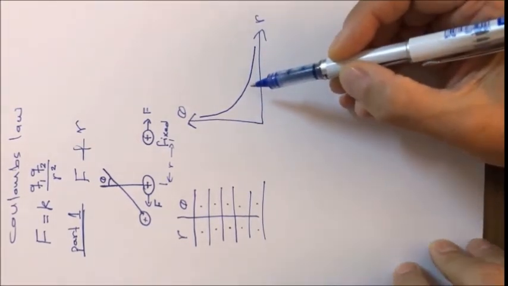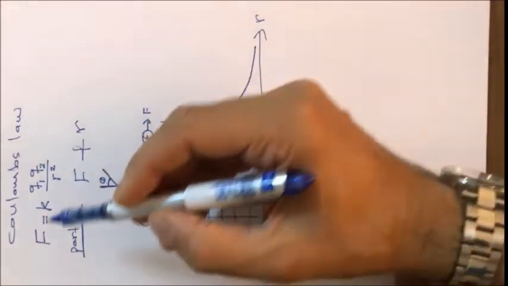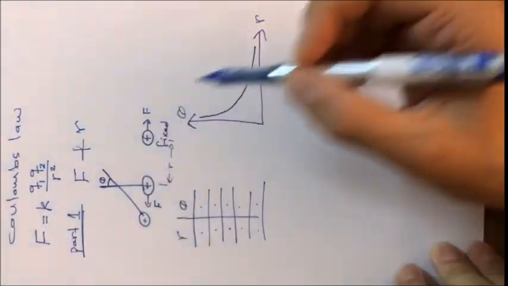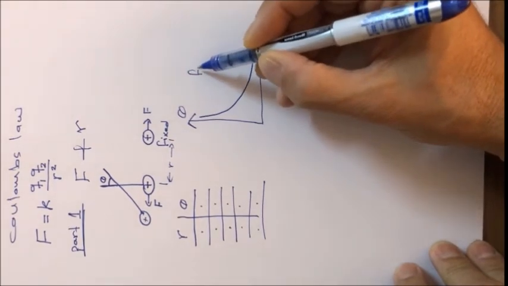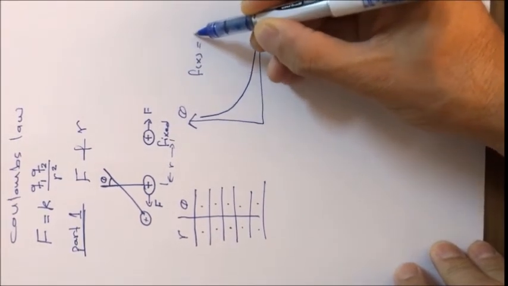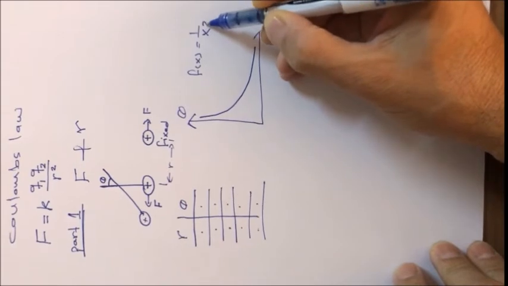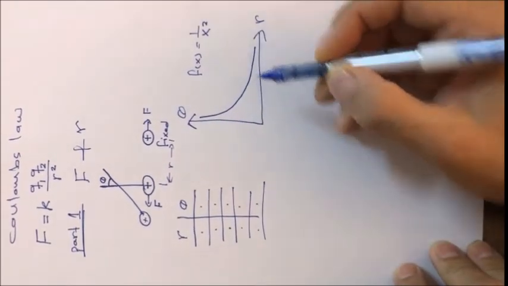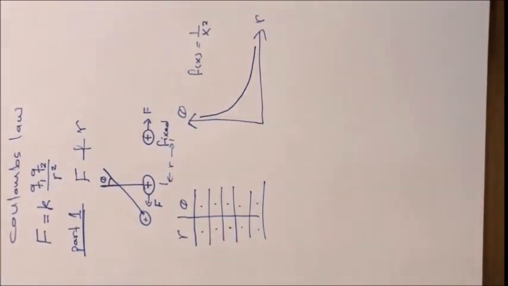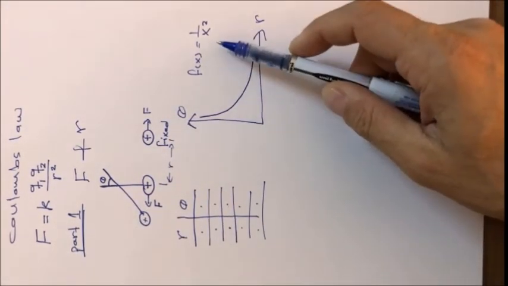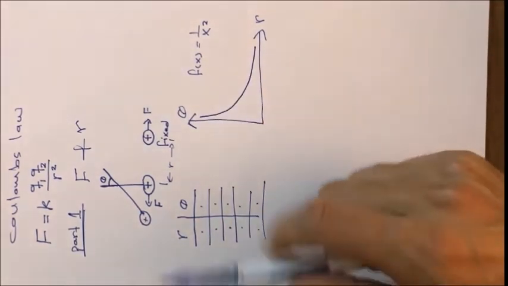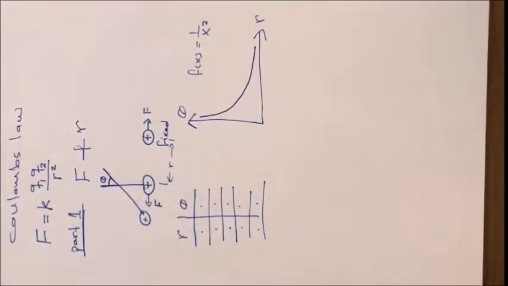which proves that this relation is an inverse square law, since this shape looks like f of x equals 1 over x squared in mathematics. The shape is exactly like 1 over x squared. So we are sure now that the force varies with r as 1 over r squared, as Coulomb's formula says.